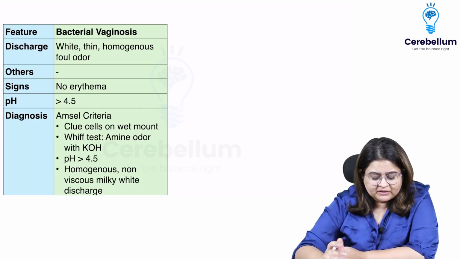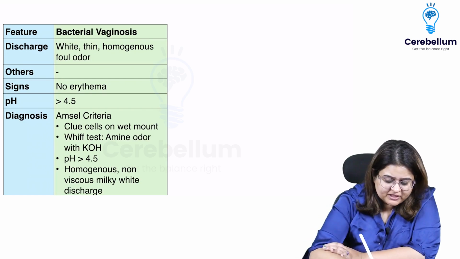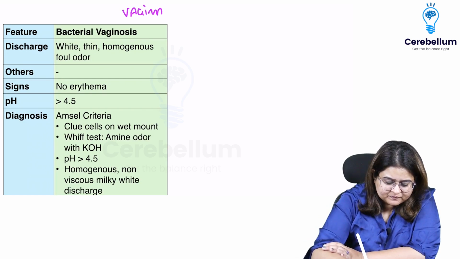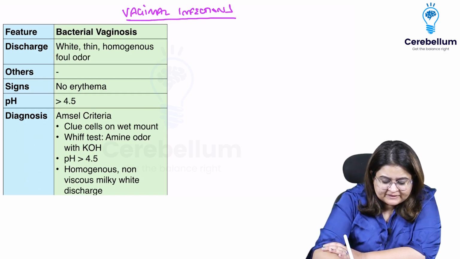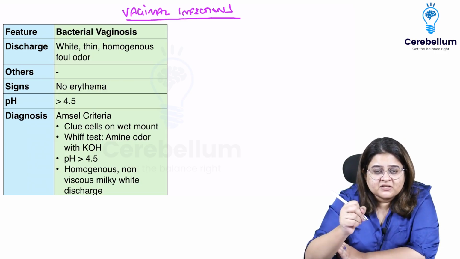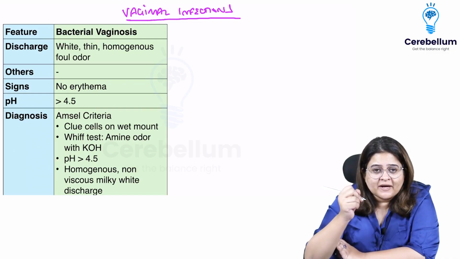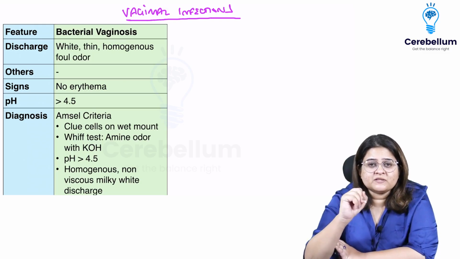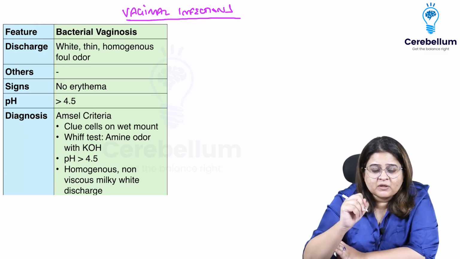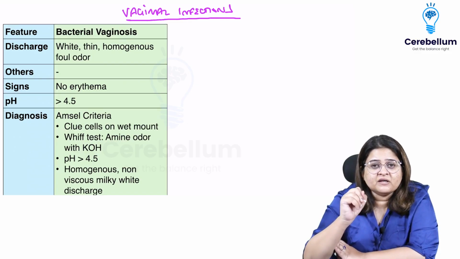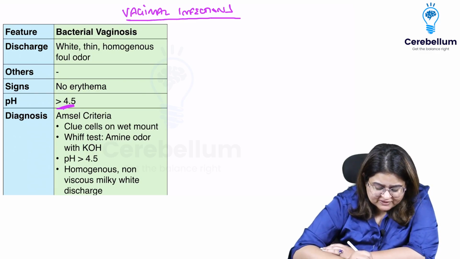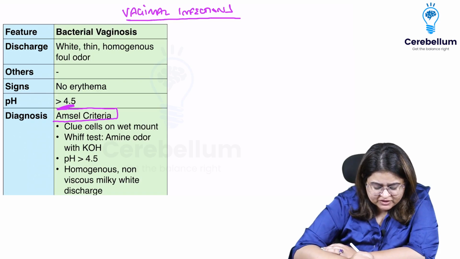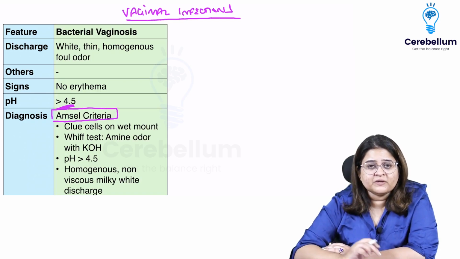Now, coming to another very important high-yield topic, that is vaginal infections, starting with bacterial vaginosis. Bacterial vaginosis, remember, presents as white, thin, homogeneous discharge which is foul smelling, but there is no other symptom. No dysuria, no erythema when you examine, no redness of the vagina, and the pH will be on the higher side.